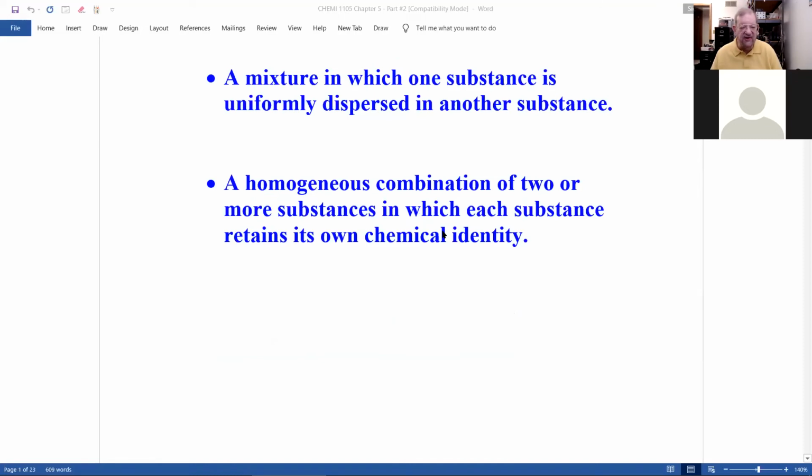So a solution is when you mix two things together and it's the same throughout, which is what we mean by the fancy word homogeneous. And when you mix two things together, they don't change their chemical identity. They each stay that way.